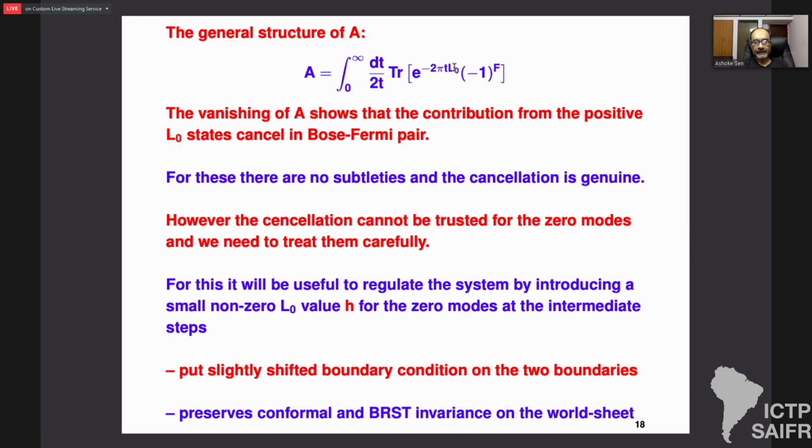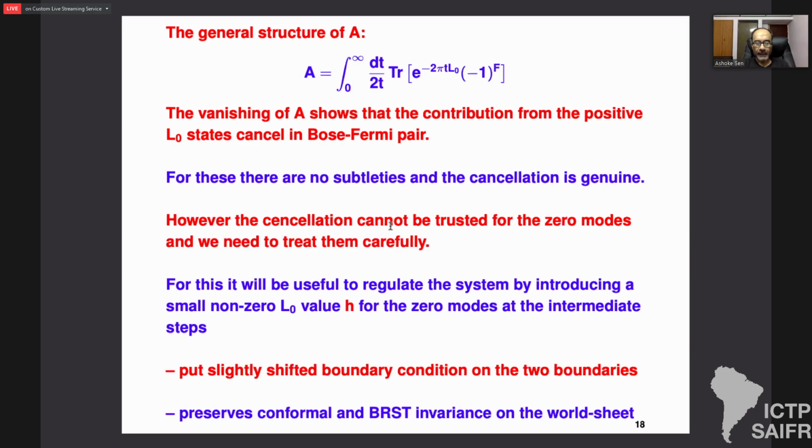L0 is the standard Virasoro generator for the open string. This is the worldsheet fermion number, sorry, this is the space-time fermion number of the state. The worldsheet GSO projection is already understood inside the trace. So the fact that A vanishes shows that the contribution from positive L0 states cancels between bosons and fermions. That's a consequence of supersymmetry. And for these, in fact, there are no subtleties and the cancellation is genuine. In more general cases, this cancellation may not happen, but here it does happen, and that's genuine.